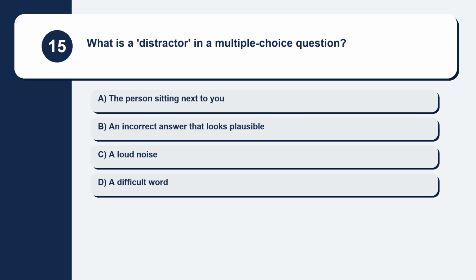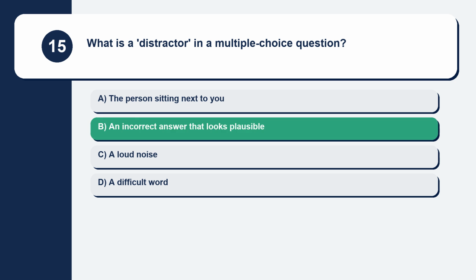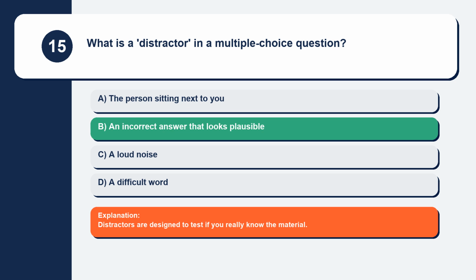Question 15. What is a distractor in a multiple choice question? The person sitting next to you. An incorrect answer that looks plausible. A loud noise. A difficult word. Distractors are designed to test if you really know the material.